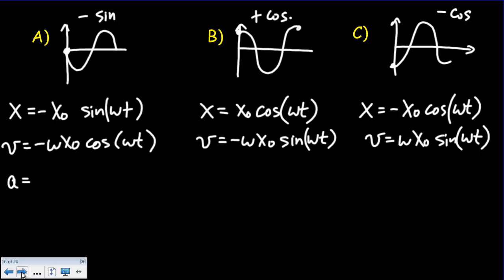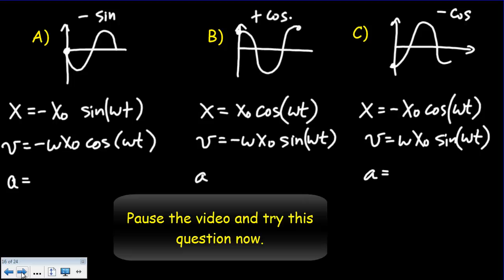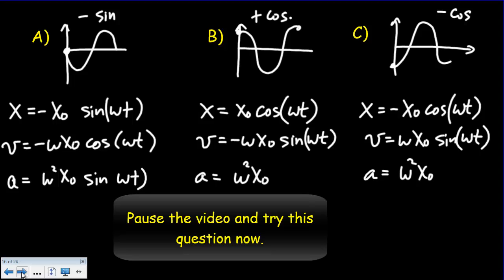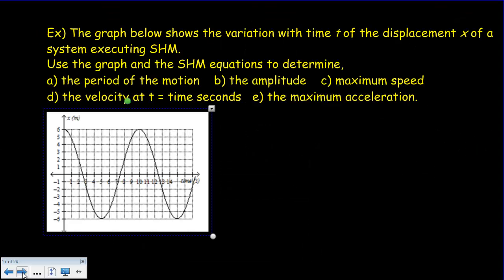And then for the accelerations, fast way is you're always going to get omega squared x naught as your maximum acceleration. So you can write that in straight away. And then you've just got to take the opposite of your x vector. So if this one's negative sine, the acceleration will be a positive sine. This one's a positive cosine, so we'll get a negative cosine. This one's a negative cosine, so we'll get a positive cosine.